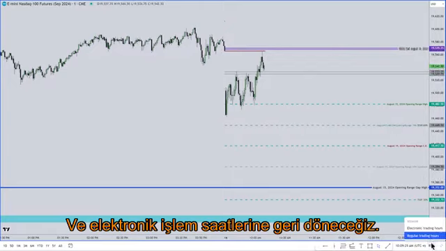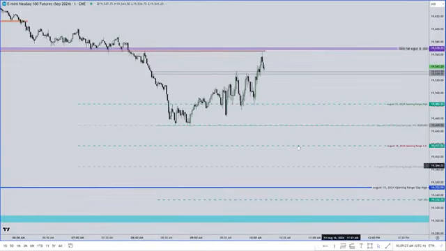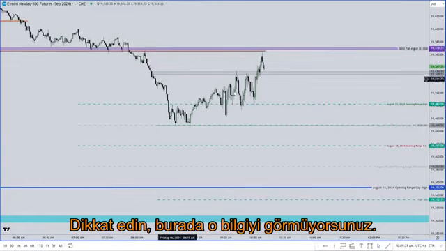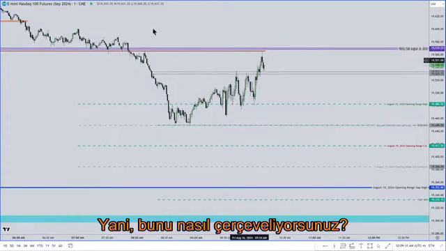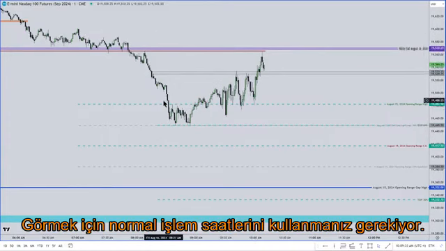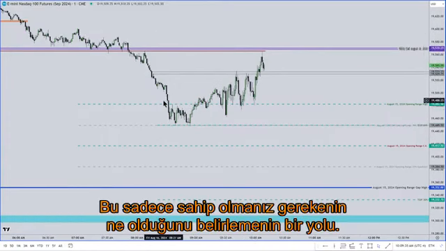Drop back into electronic trading hours. Notice you don't see any of that information here. Like, how do you frame that? You have to use the regular trading hours to see it. It's just a way of determining this is what you have to have.